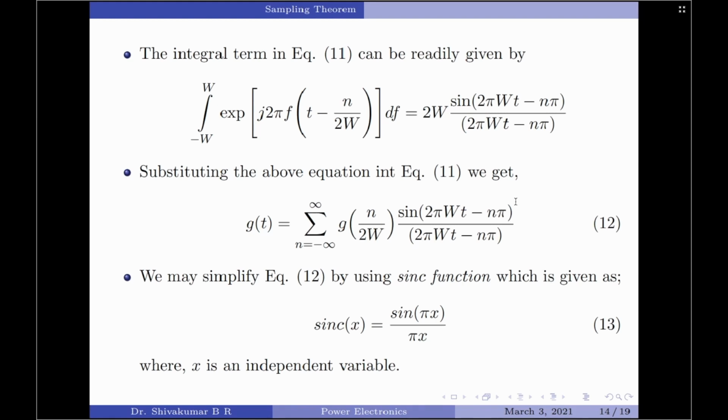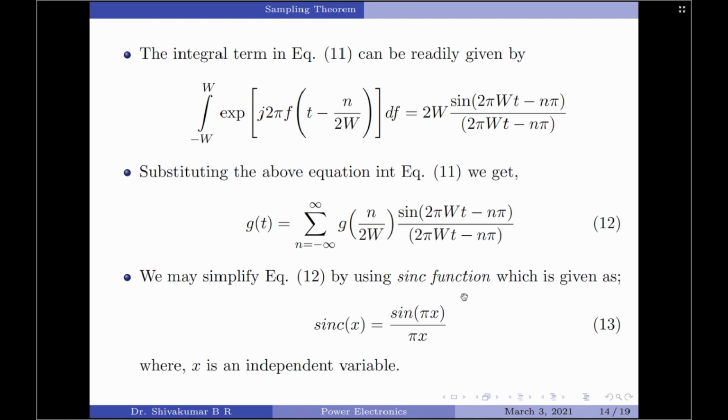Further, equation 12, that is generated by substituting the integral term by the sine term, can be simplified by using the sinc function, which is of the form sinc of x equals sine of pi into x divided by pi into x, where x can be an independent variable. So, since we have sine of 2 pi wt minus n pi, I can take pi as common. Whatever remains, let it be taken as x. The same can be done in the denominator also. If I take pi common, whatever remains can be treated as x.